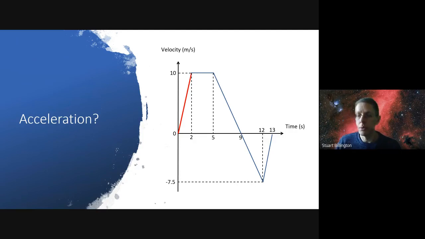It's also, you can think of it as the gradient of the graph. So if you're more mathematically inclined, the gradient of the graph is the change in y divided by the change in x. So 10 divided by 2.